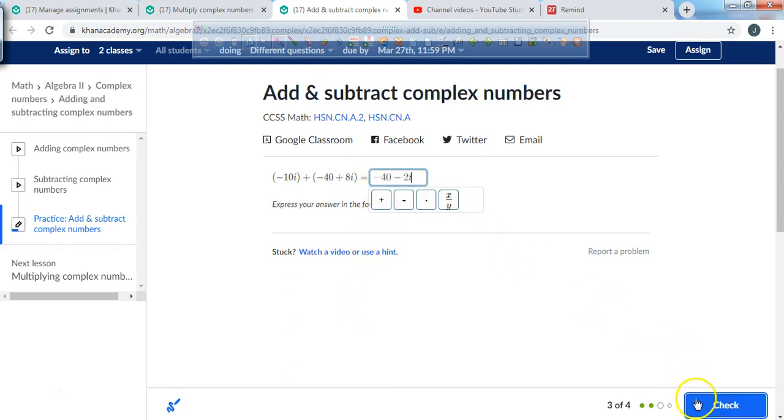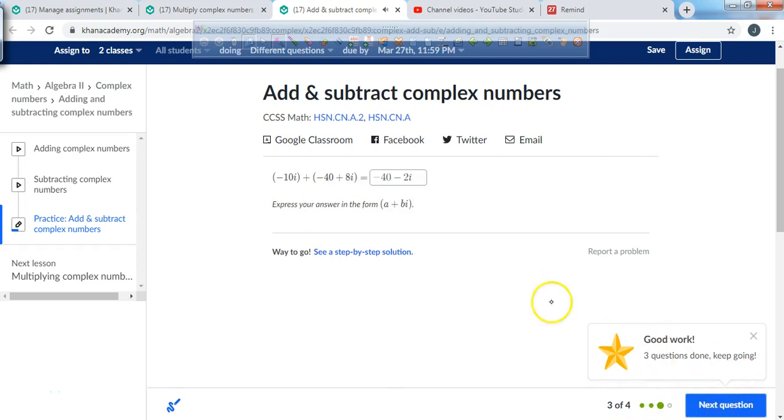Negative 40 minus 2i. All right, and that's how you add and subtract complex numbers. Just make sure you add the real numbers together and add the imaginary numbers together and put it in this form.